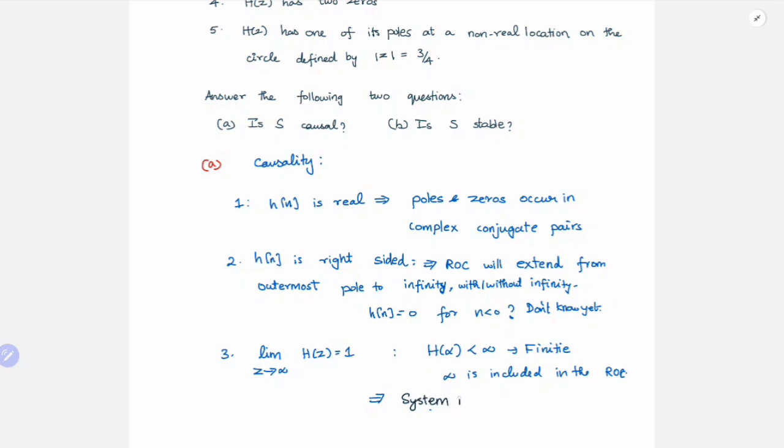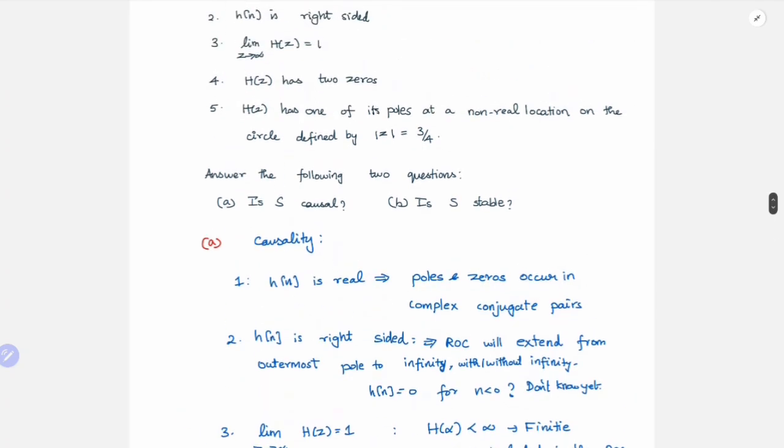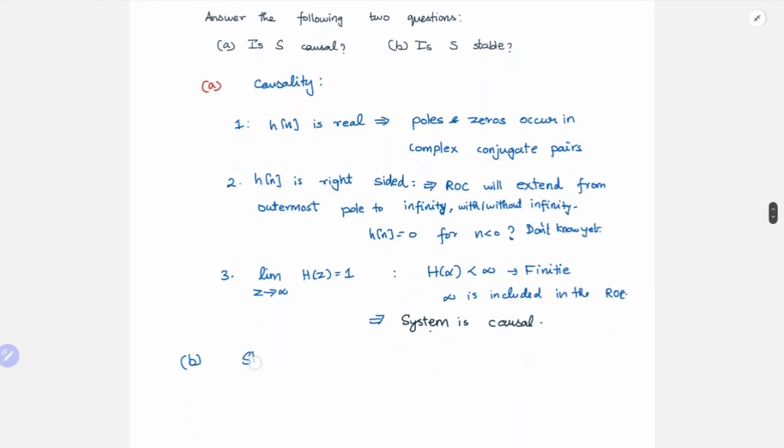System is causal. Why? Because if infinity is included, it means there are no positive powers of z, which means that your h of n is equal to 0 for n less than 0. Hence the system is causal, and you can also see it is right-sided. So using both these facts, you can say that your system is causal. Then we should also consider two more properties, and we need to check for stability.